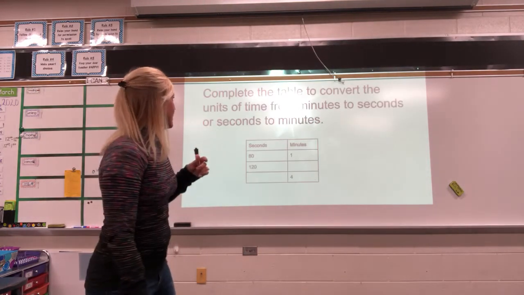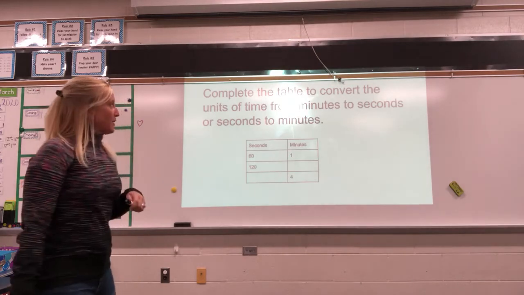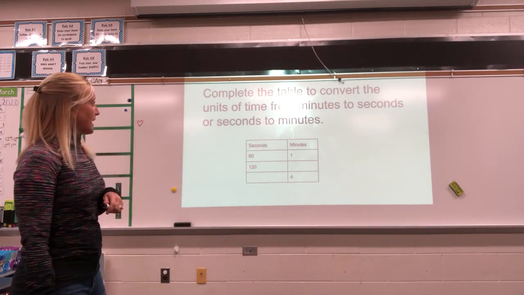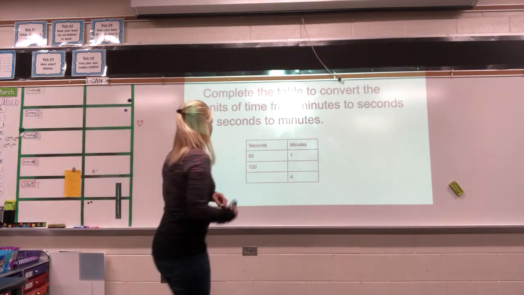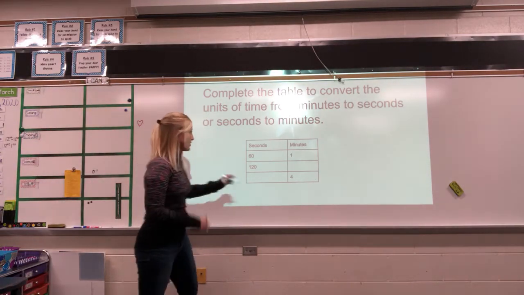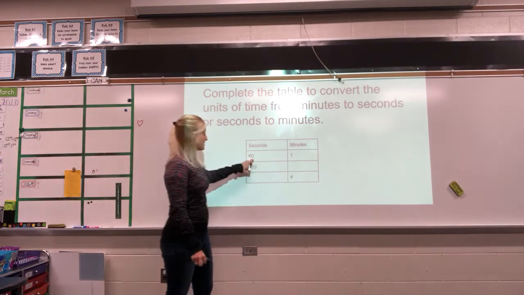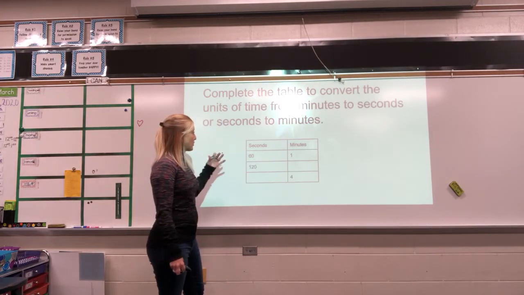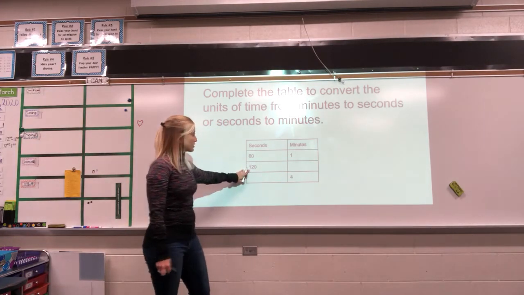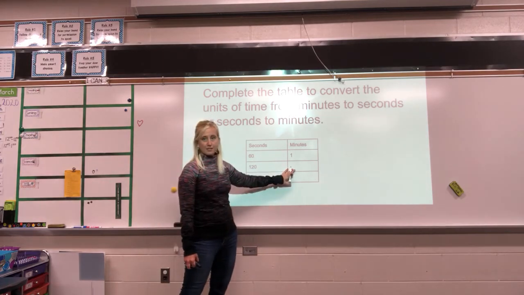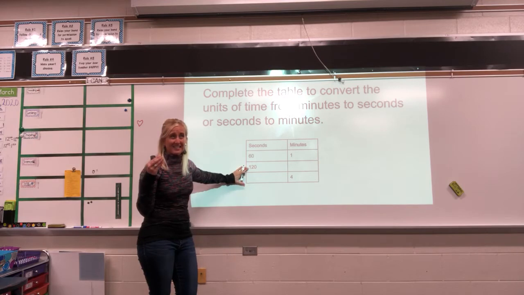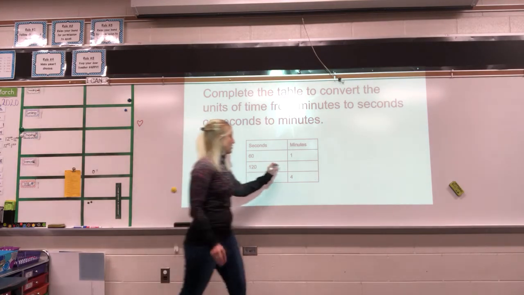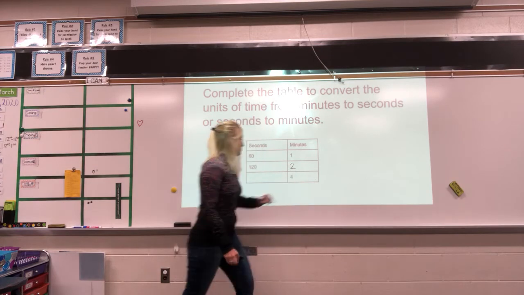So first, it says to complete the table, to convert the units of time from minutes to seconds or seconds to minutes. So we're just completing the table. The first one they did for us, so they told us that 1 minute is 60 seconds. So then now we have to think, okay, if we have 120 seconds, how many minutes is that? Well, I happen to be able to kind of do that in my head, and I can say, well, 60 plus 60 is 120. So I know that that's going to be 2 minutes.